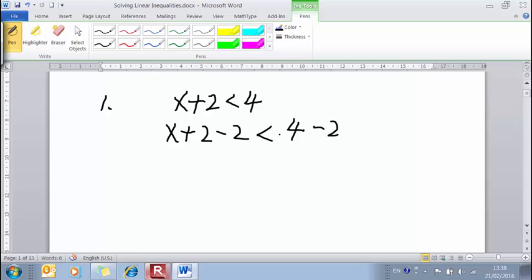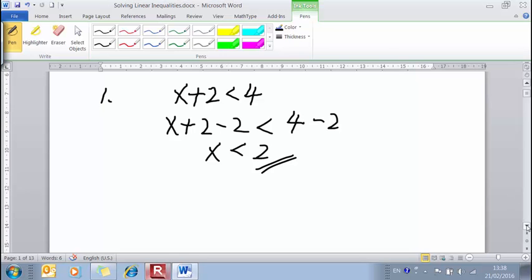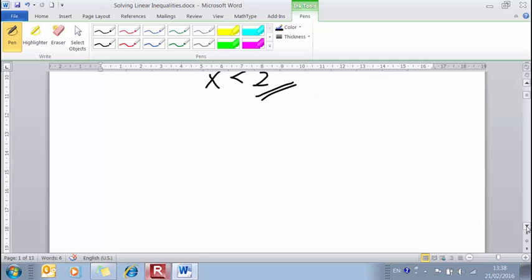And then we simplify. Now we have x plus 2 minus 2, which is x plus 0, which is x less than 2. Now you notice that we have made x alone here, and hence we have reached the solution. In other words, the values of x that satisfy x plus 2 less than 4 must be less than 2. Now, let us see more examples. Example 2.